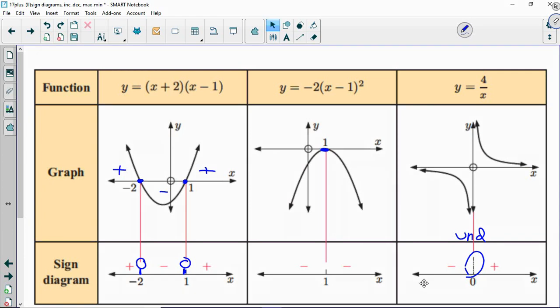What's really important, though, is that below the horizontal line, we record the special values. The special values are where the function equals 0 and where the function is undefined. And we see that in all these examples.